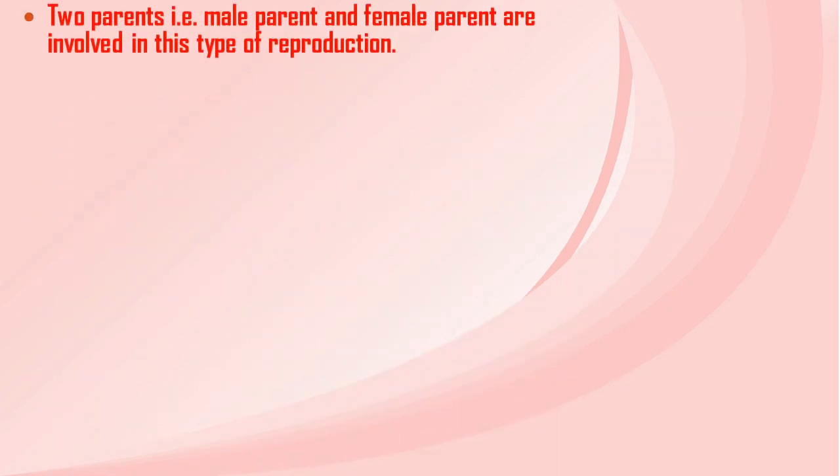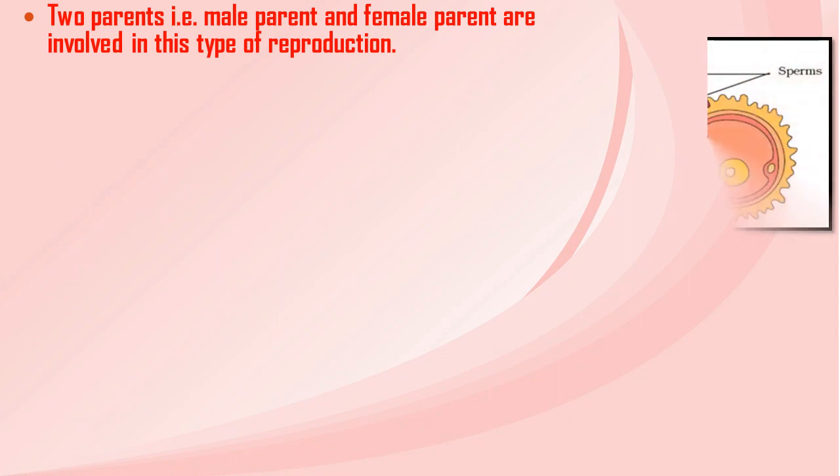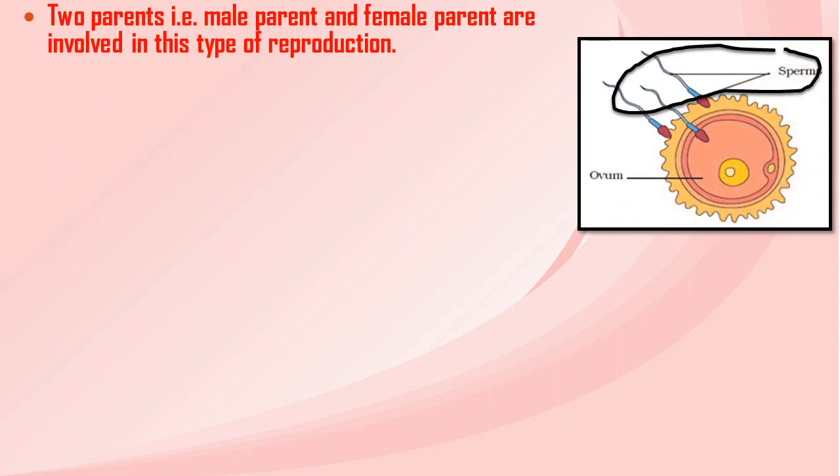Okay, now next, two parents, that is the male parent and the female parent, are involved in this type of sexual reproduction, and fusion of the male gamete of the male parent and the female gamete of the female parent occurs. You can observe here the sperm fuses, or unites, with the egg cell or ovum to form a diploid zygote.